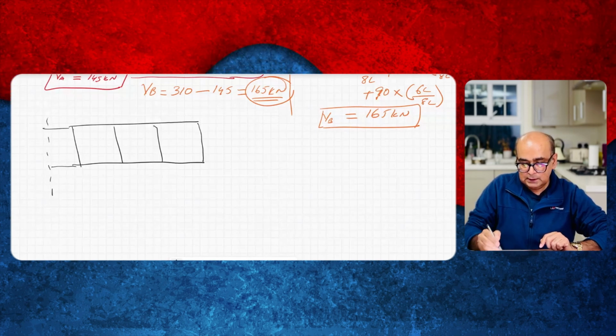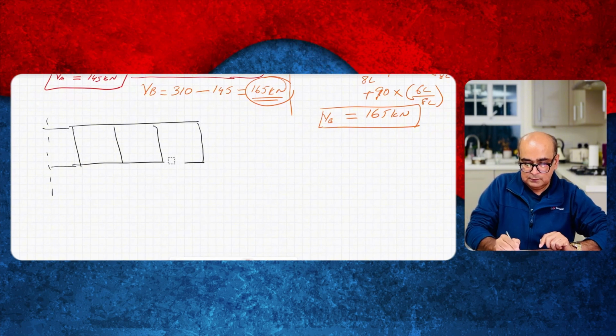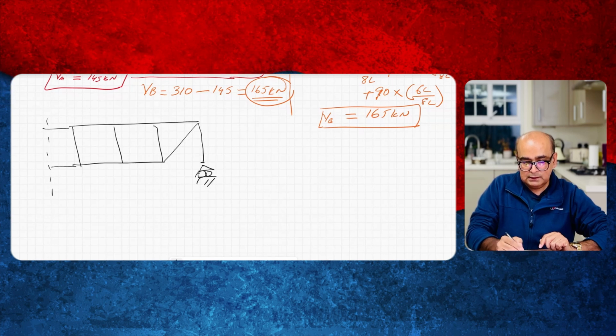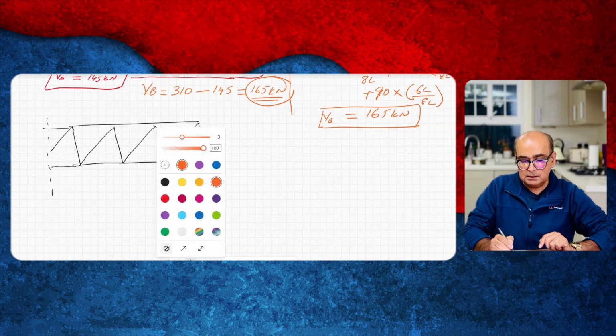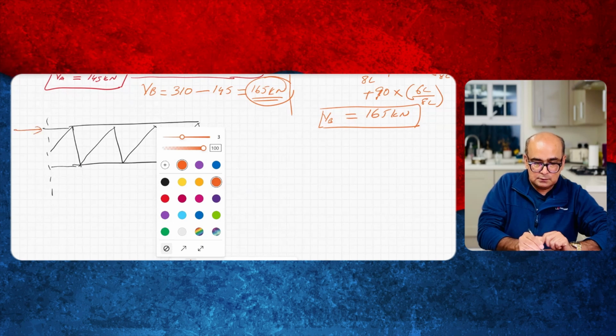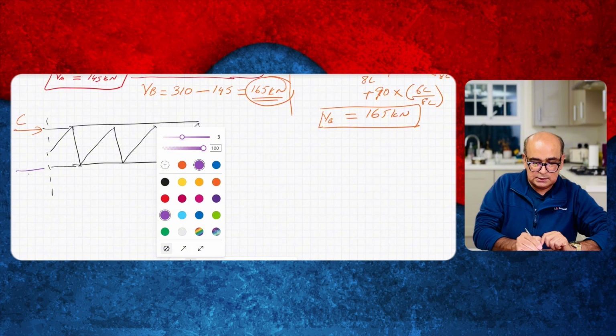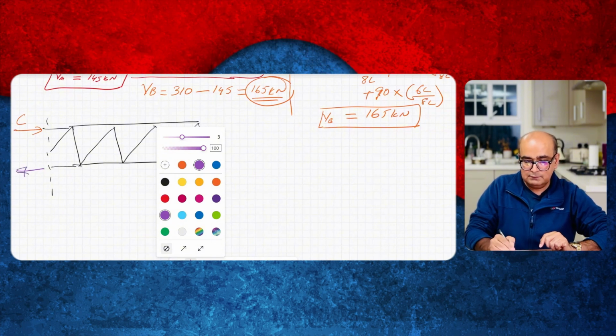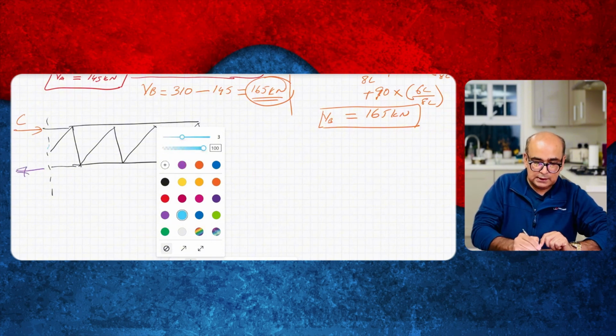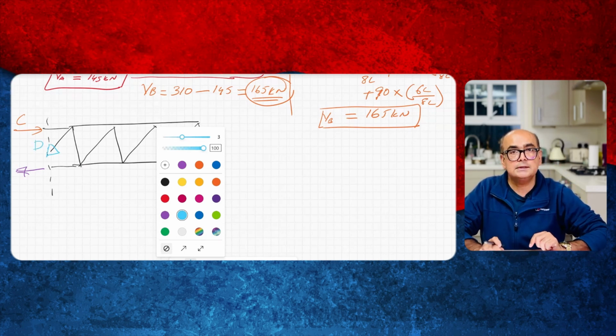This is X, and I don't have this bottom member. Simply I have roller support over here. I have inclined members like this. I will have tension and compression. So top is in compression, C, and bottom is in tension. And then I have diagonal as well. The diagonal is downwards. I name it as T.